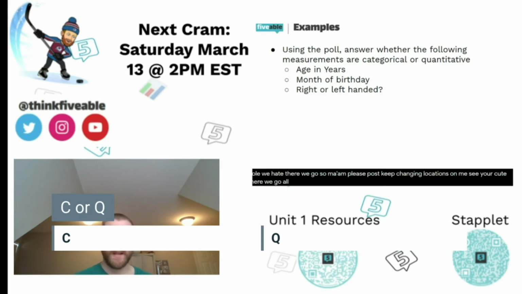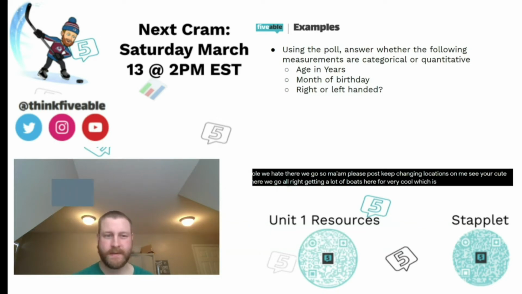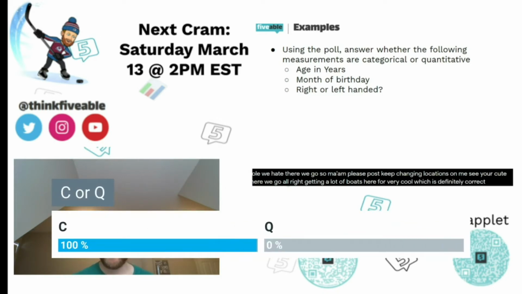All right, getting a lot of votes here for categorical, which is definitely correct. We're not going to hang out there anymore. That one's a little bit easier. So definitely, you're right or left-handed. Now, you could be ambidextrous and be able to write with both hands, and I'm super jealous of you if that's the case.